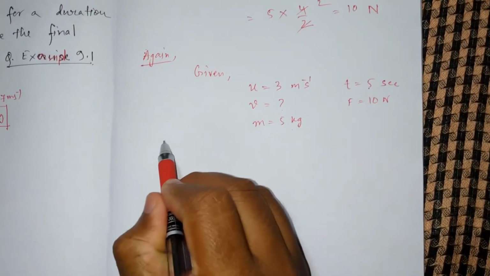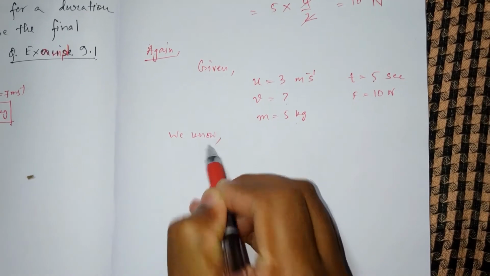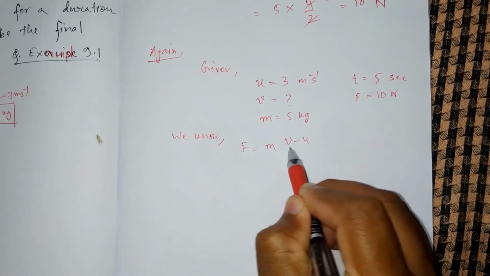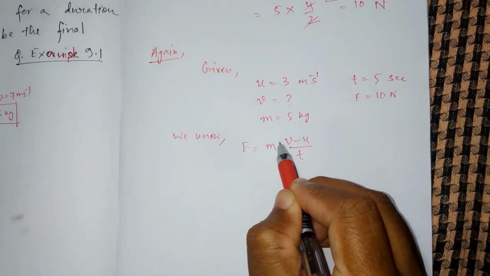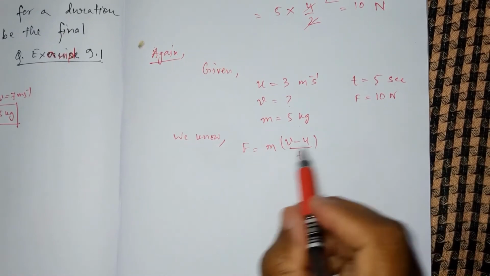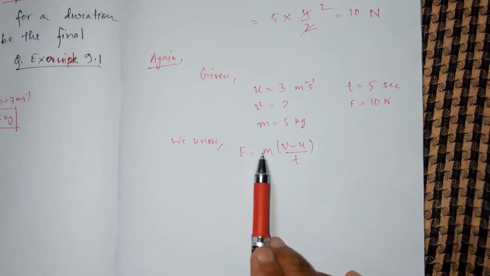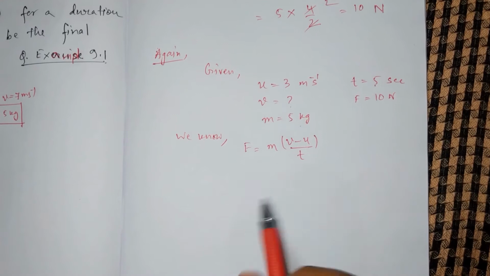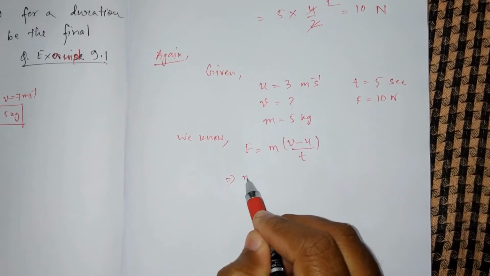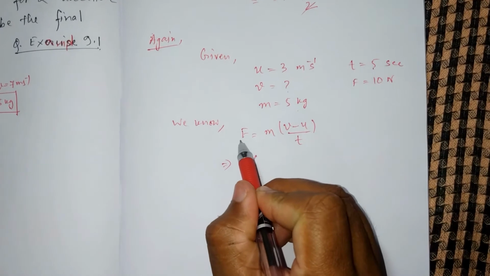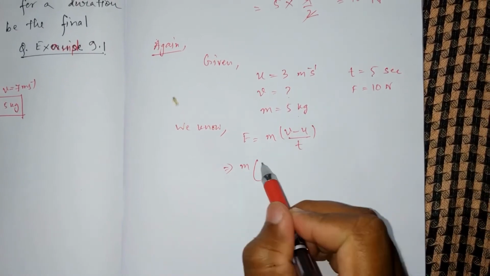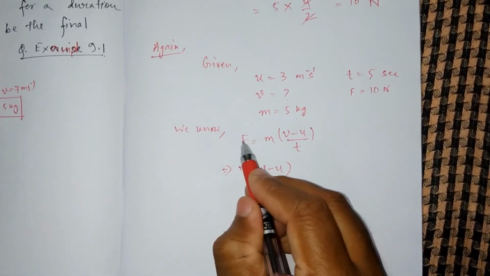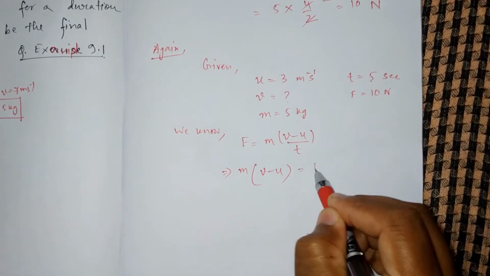From the same formula, we know F equal to m (v minus u) by t, okay. That means this m is with the upper part of this fraction. So if you cross multiply it, it will become m. Here the denominator of F is 1, so this will be multiplied with 1, it will become m into (v minus u), and this F will be multiplied with t, okay, it will be F t.